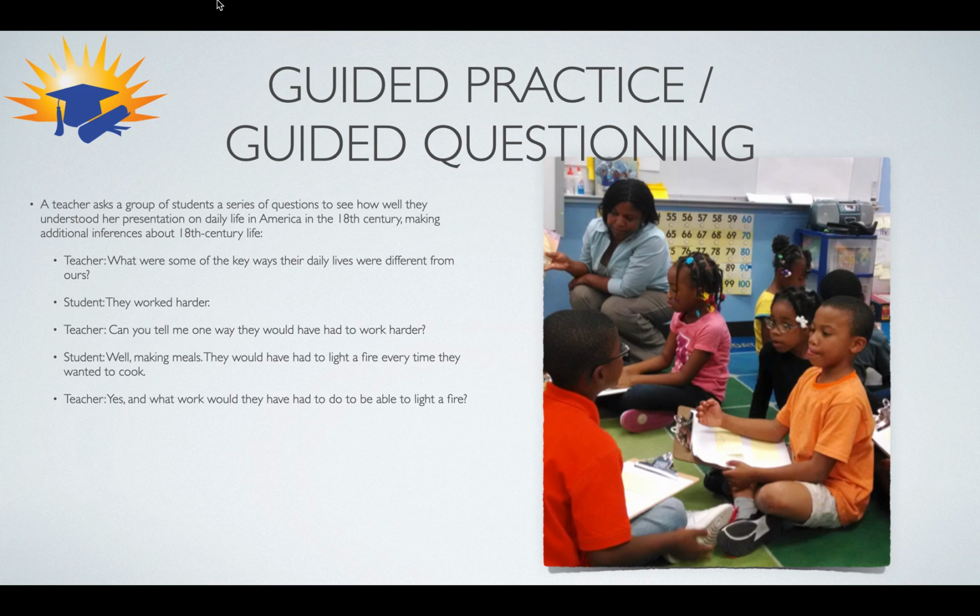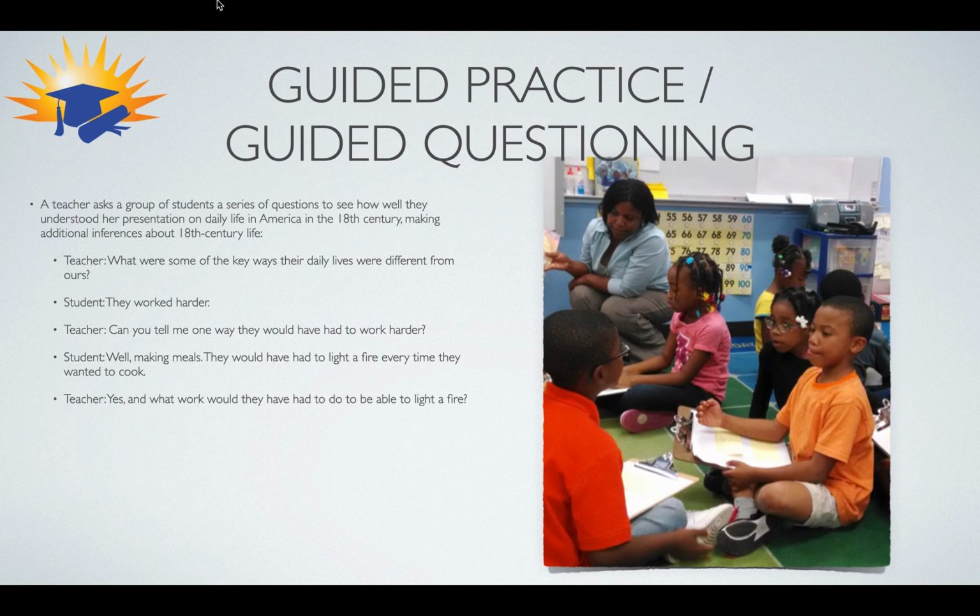Student: They worked harder. Teacher: Can you tell me one way they would have had to work harder? Student: Well, making meals. They would have had to light a fire every time they wanted to cook. Teacher: Yes. And what work would they have had to do to be able to light a fire?